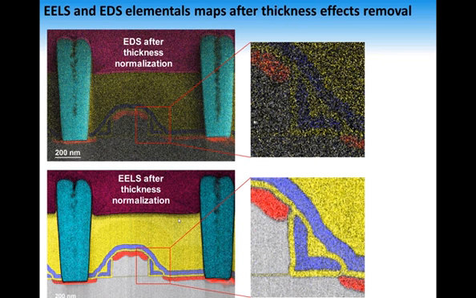We can again compare the two maps. We can look at this region in more detail. We can see the nice oxide layer, which is again not perfectly visible in EDS.